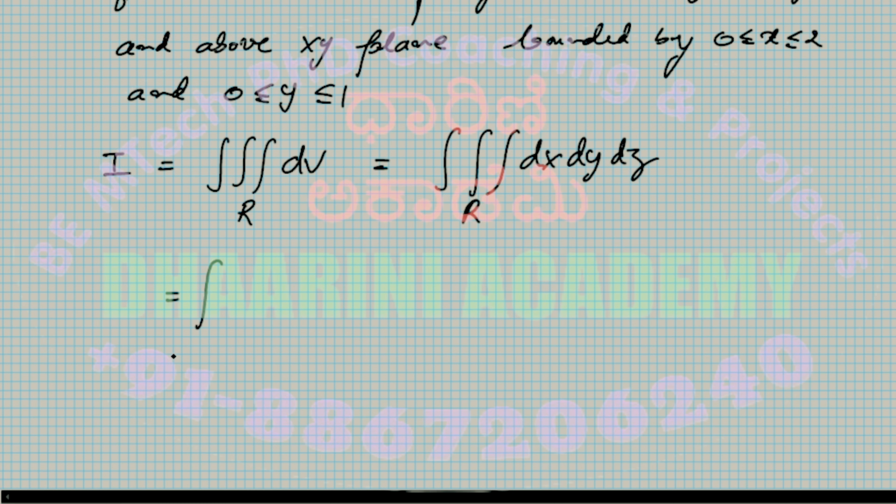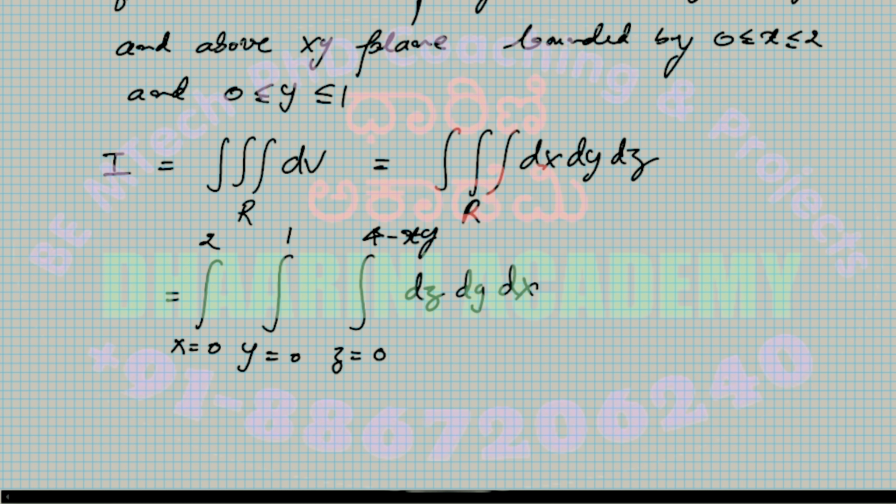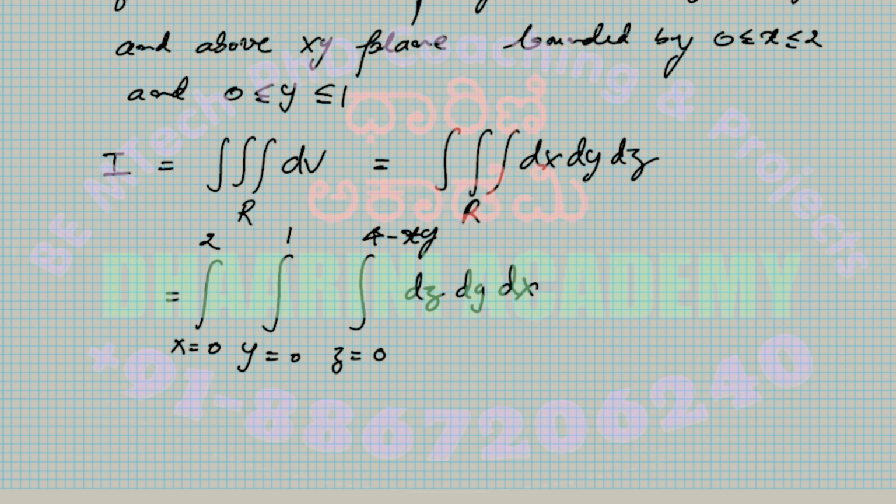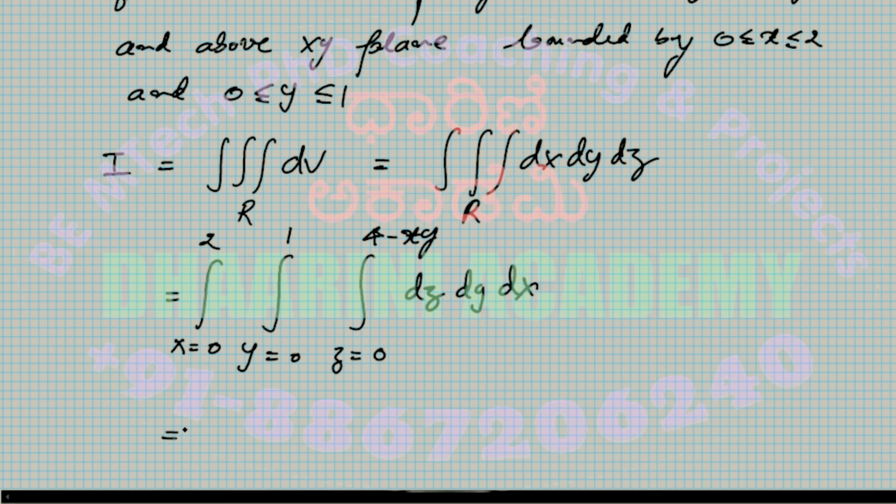So I'll do it like this. I'll start with x. The minimum value of x is 0, the maximum value is 2. That is given. Then you do y. The minimum value of y is 0, the maximum is 1. Now you write for z. Z minimum is 0, maximum is 4 minus xy. Solve in the same order, dz, dy, dx. A straightforward question, right? I need to find out what region they are talking about, find the limits for x, y, z, and solve.